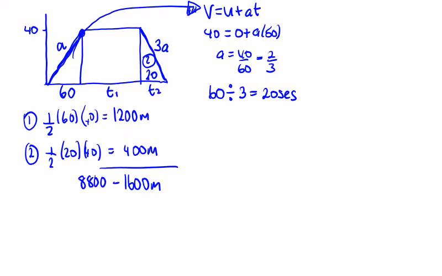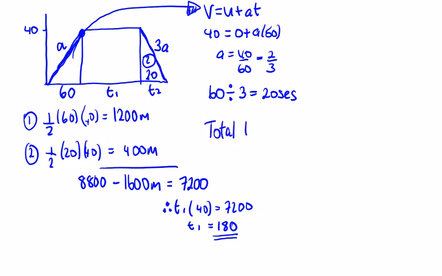8,800 minus 1600 is going to give me 7,200. So therefore T1 times 40 is equal to 7,200. So T1 is equal to 72 divided by 4, which is 18. So 180 by 40 is going to give me 7,200. So total time is going to be 60 plus 180 plus 20, which is equal to 260 seconds.